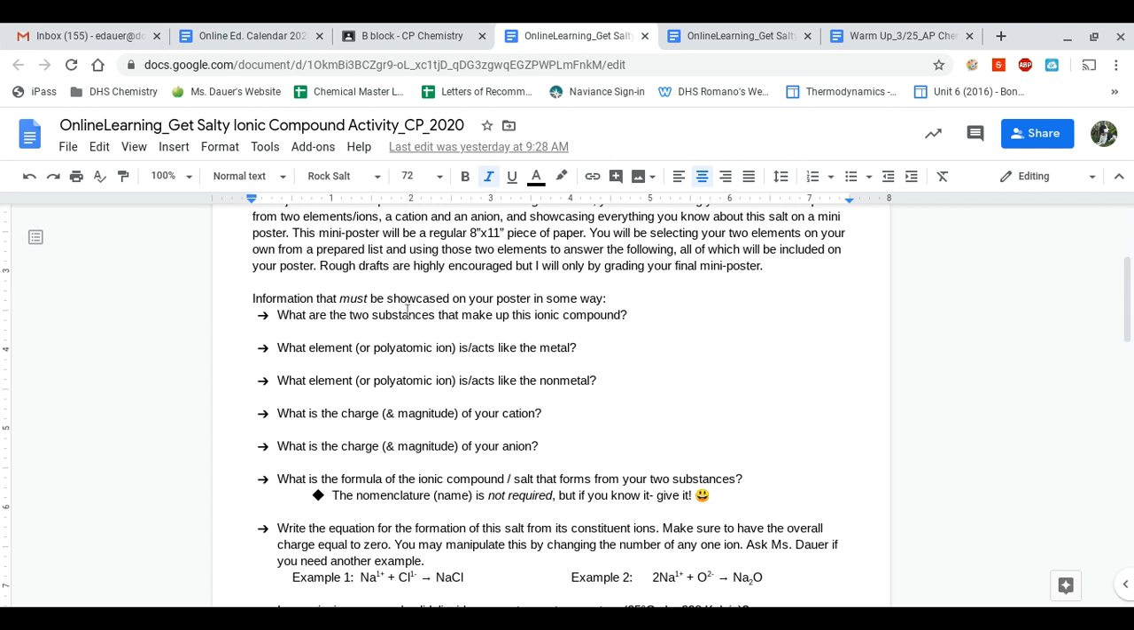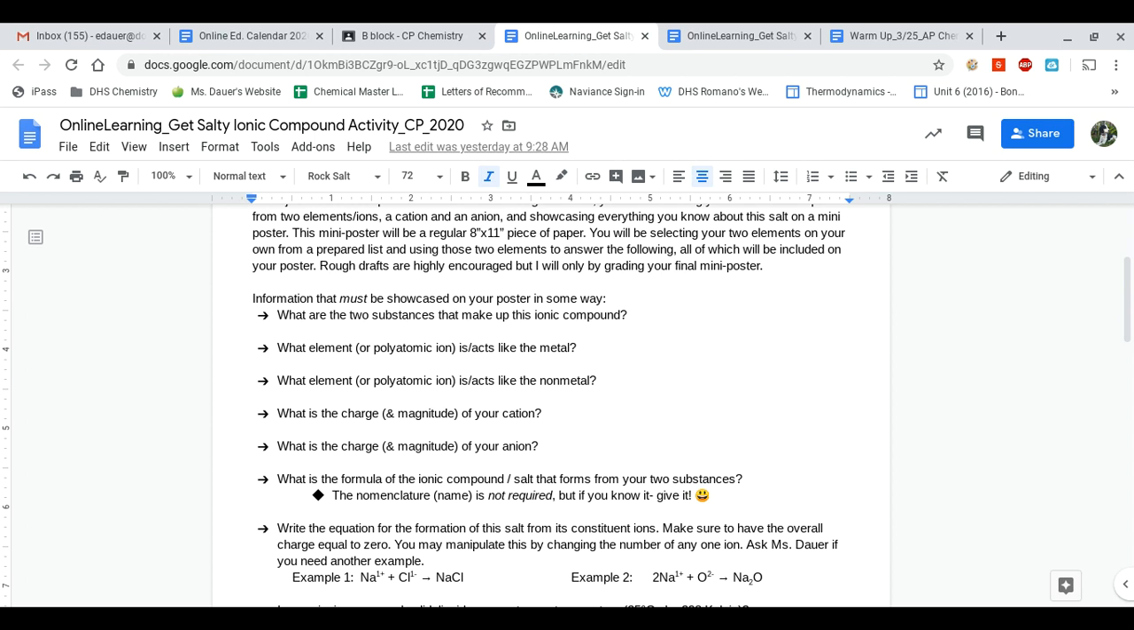But you're telling me what are the 2 substances that make up this ionic compound? So that could be like your title. You could just put the elements on there. What element or polyatomic ion is or acts like the metal? So of your choice, again, you chose the cation and the anion. So in the next couple questions, you'll be able to do that.